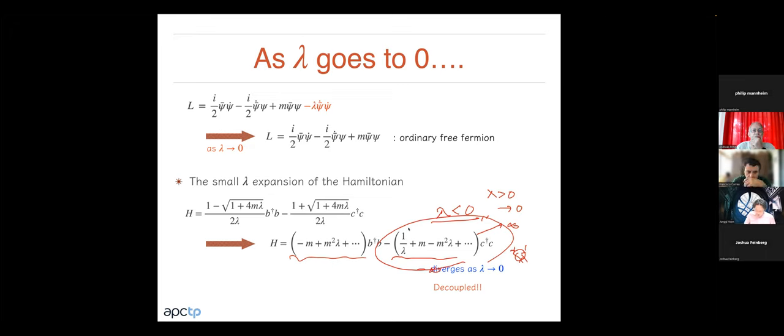Yes, so you can deal with such kind of a trick. In either case, the extra degree of freedom decouples, and you end up with the free fermionic theory. So far, is there any question? If not, let's go to the next section.